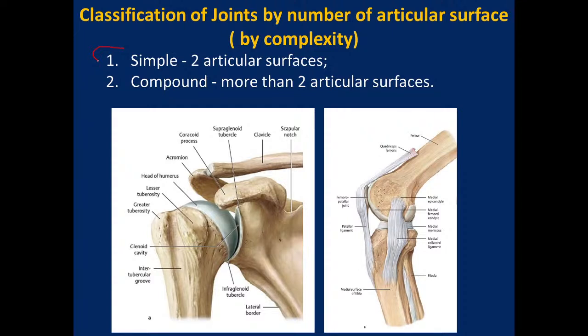But in compound joints, like the radiocarpal joints or knee joints, we have one articular surface, two articular surfaces, and also the articular surface on the patella. If we have more than two surfaces in one capsule, we call such joints compound joints.